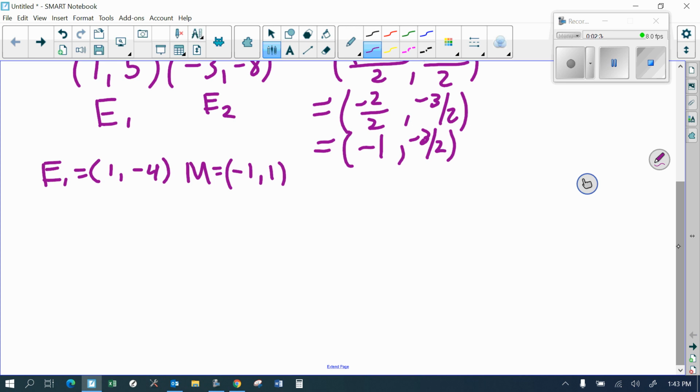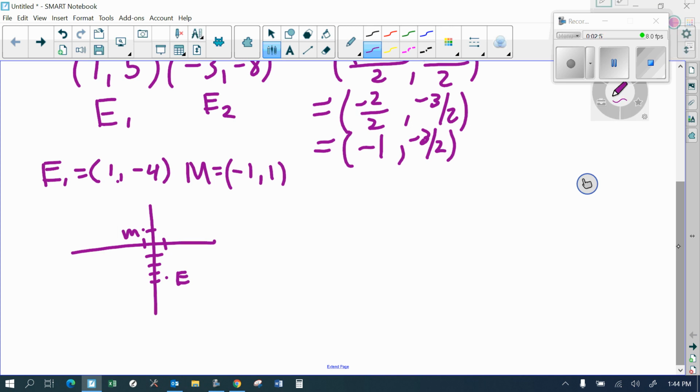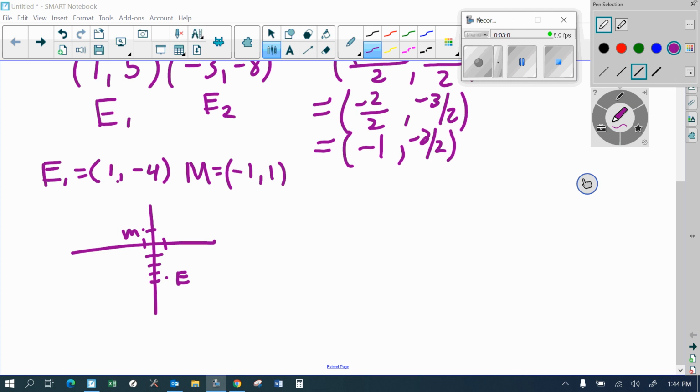A lot of people like to graph. So if I was to graph this, 1, negative 4, there's 1, negative 4, and that's an endpoint. Okay, and then I have negative 1, 1 as a midpoint, M. So therefore I know the other endpoint has to be somewhere up there, because that's the midpoint. So how do I get that? I use the slope.